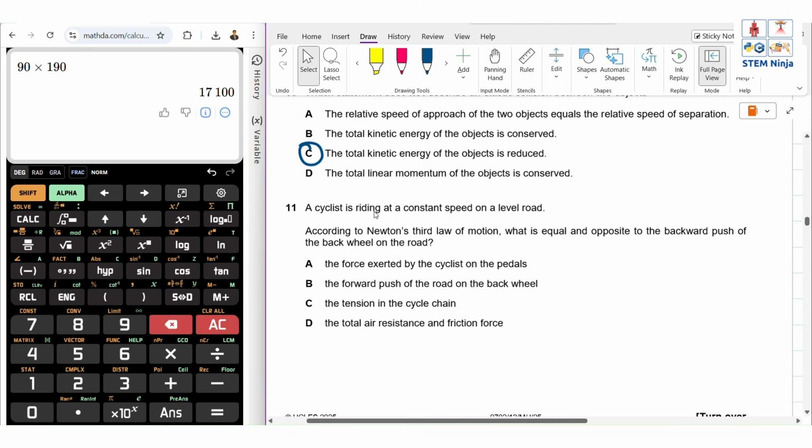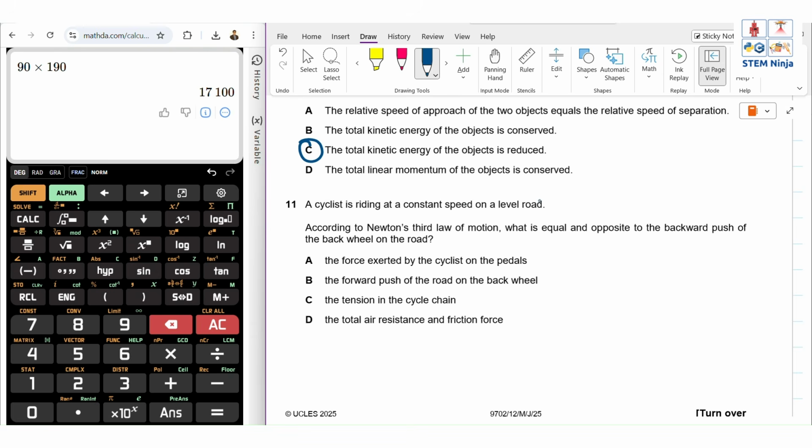A cyclist is riding at a constant speed on a level road. According to Newton's third law of motion, what is equal and opposite to the backward push of the back wheel on the road? So basically, this is what we're talking about.